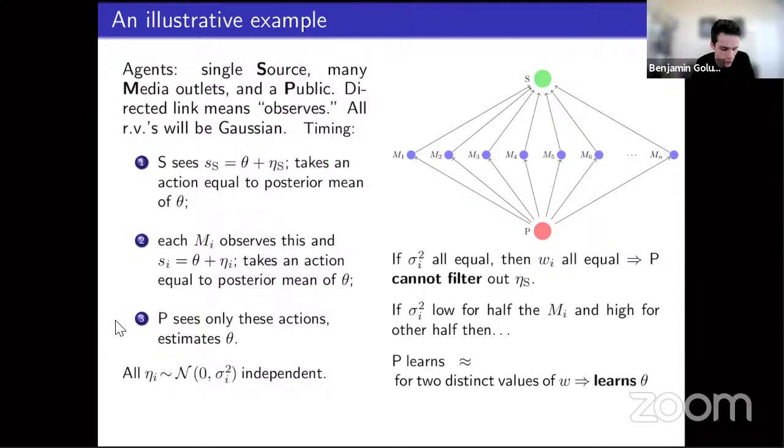Now, what we have here is a bunch of media outlets. These people have access to the source. They can watch or talk to the source, and they observe that source's action, whatever the source chose to do, which let's say reveals their signal, and they also have private information in the form of an additional little private signal about theta. Given those things together, each of these media outlets is going to write an article where they'll report their posterior mean of theta given what they know, their private information and the source's information.